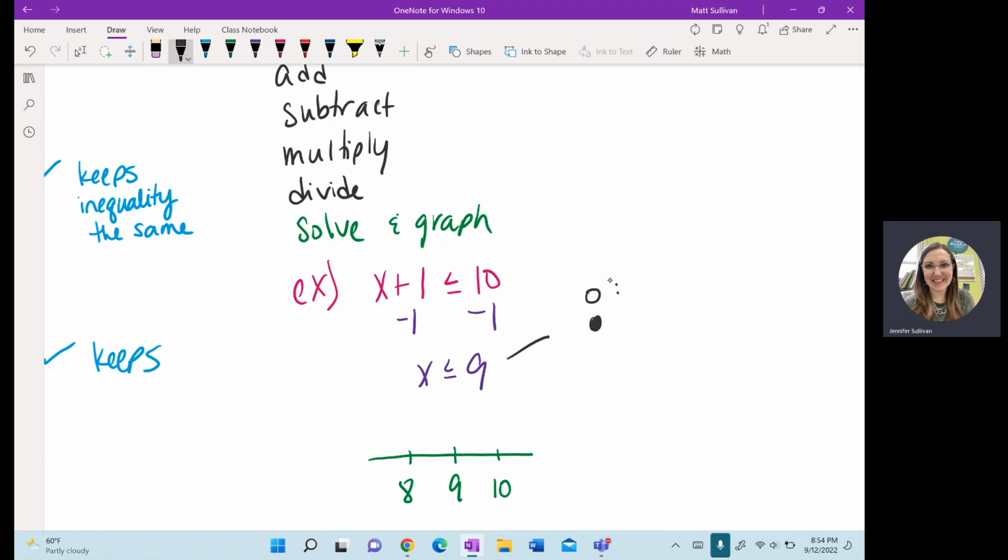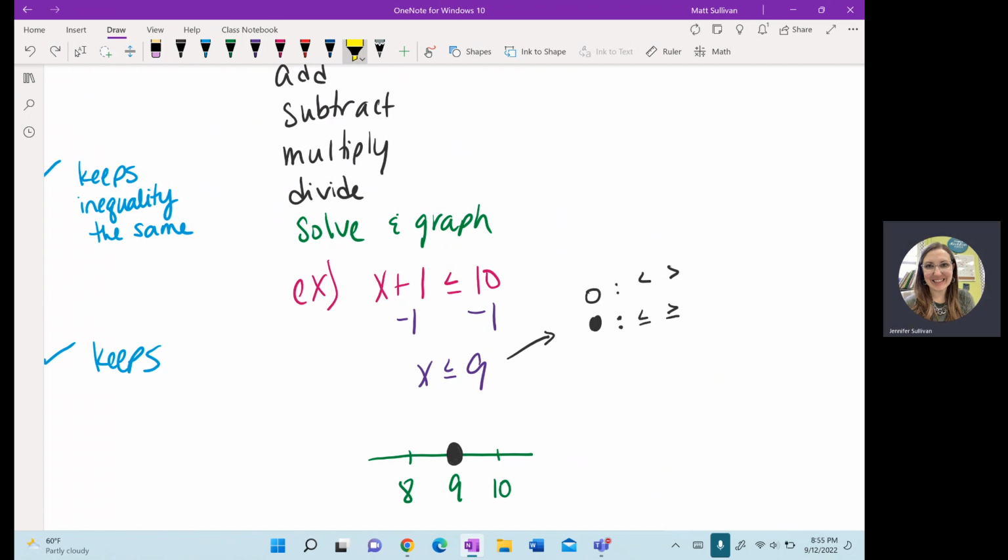Okay, when do we have the open circle? When it's just less than or just greater than. And so then when do we have the closed circle? When we have the equal sign in the inequality. Okay, so how about this guy? Do I need an open circle or closed circle? Closed circle because it has the equal sign in my inequality.